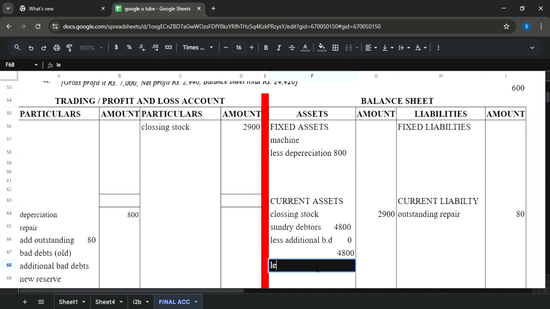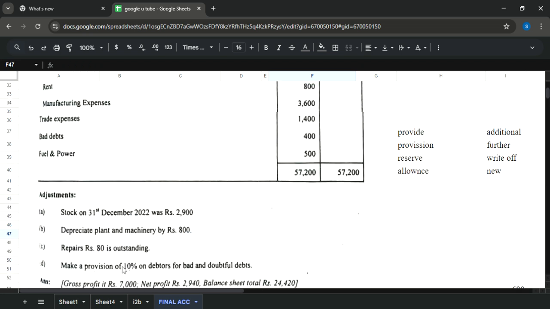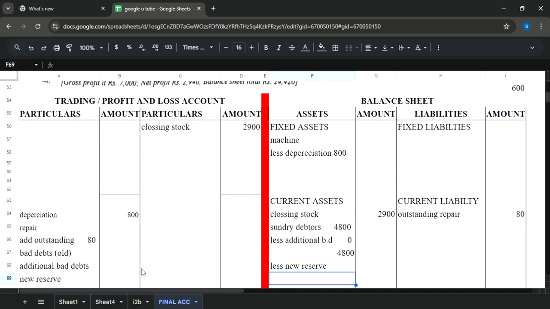Next step, you will subtract new reserve and you will have to calculate it. How will you calculate? Look, in the adjustment it has been mentioned, calculate 10% on debtors. So here you will calculate 10%. But for your understanding, please note we will pick this amount 4800 and then we will multiply it with 10 divided by 100. In this way, new reserve would be calculated over here. Amount 4800 multiplied by 10 divided by 100, we will get 480.